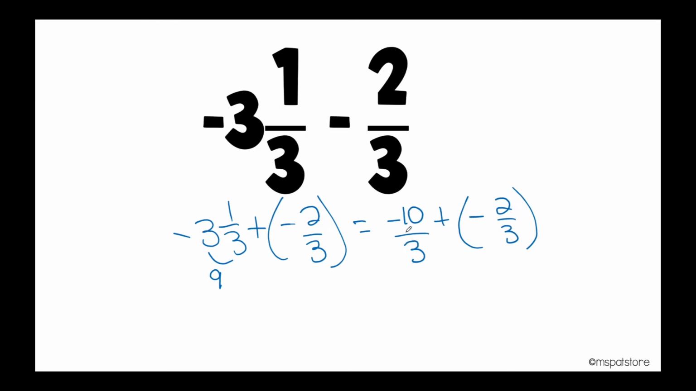Absolute value of negative 10 thirds is positive 10 thirds. Absolute value of negative 2/3 is positive 2/3. So I am ready to add my numerators. 10 plus 2 is equal to 12. The denominator stays the same. As I have an improper fraction here, I need to divide. I know that 12 divided by 3 is 4, so I don't have to do long division because I can do it mentally.